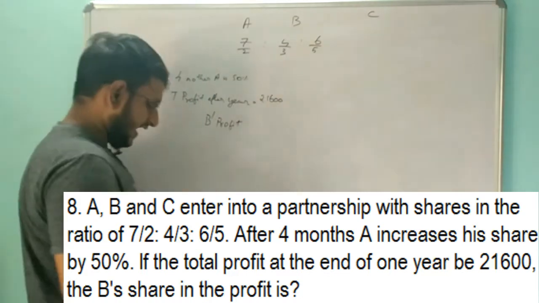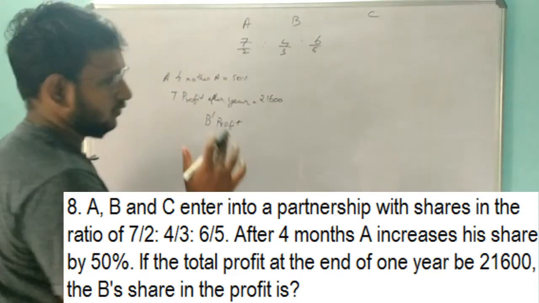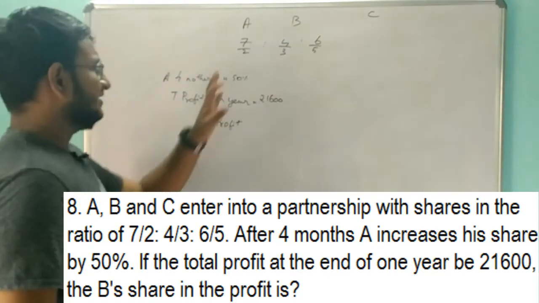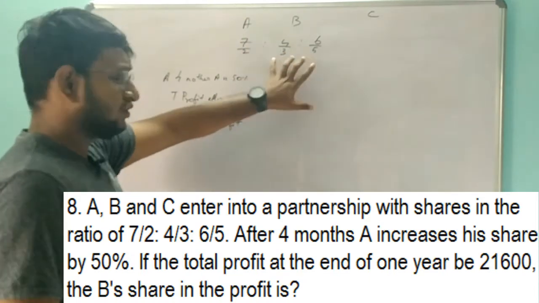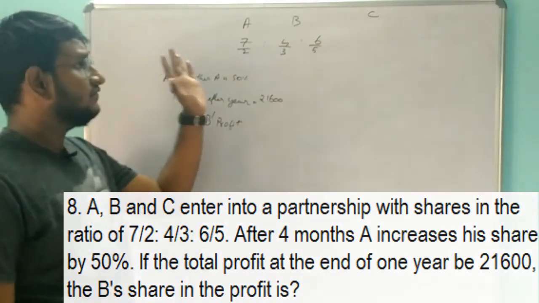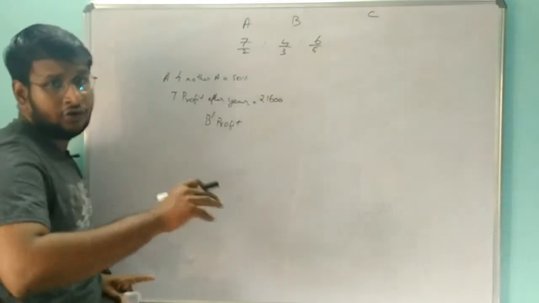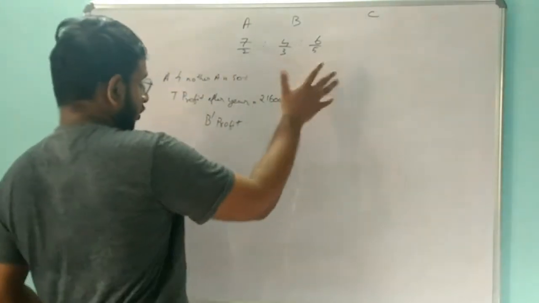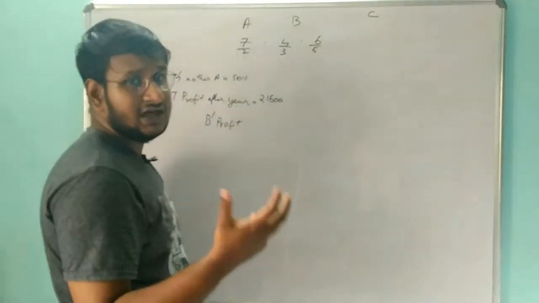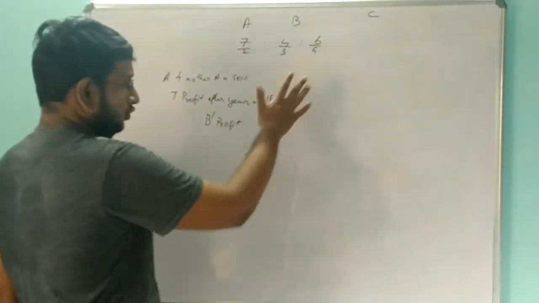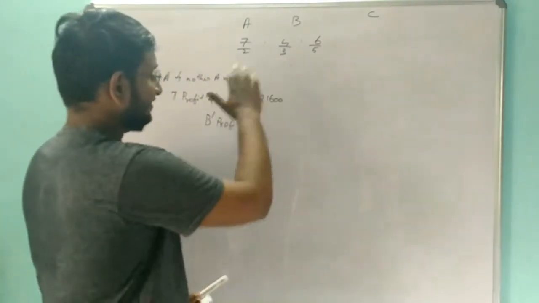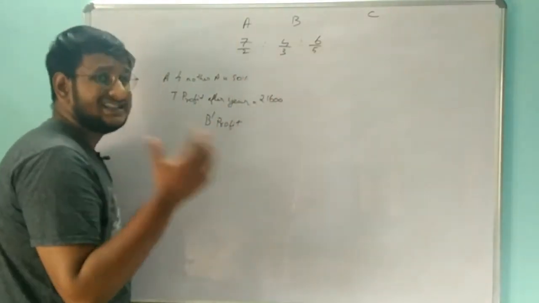B's share is 4/3. This ratio is in fractions, so first let's convert it into whole numbers. In order to do that, as we do in addition, we are just going to take the LCM. The LCM of 2, 3 and 5 is 30.